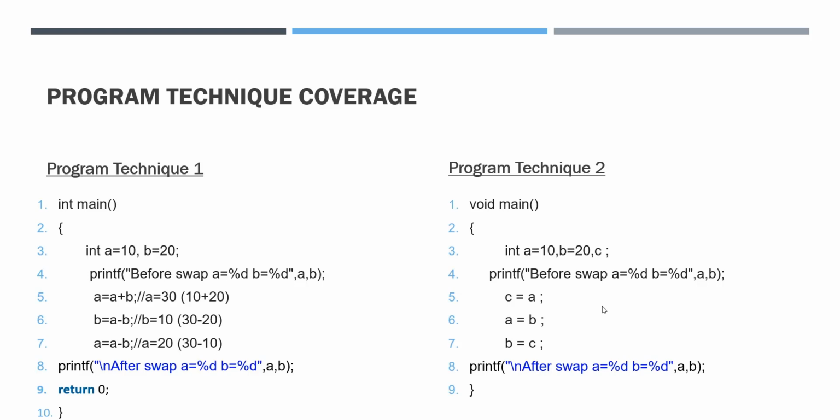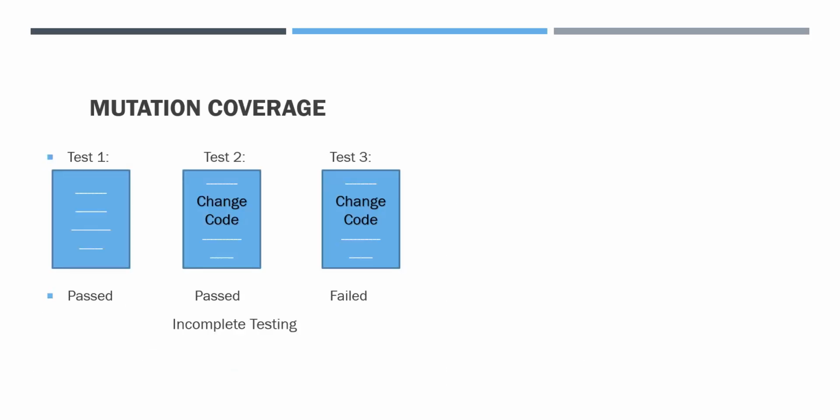Another is control structure coverage. Control structure coverage is nothing but running the program to check the correctness of the program output. We'll run a program again and again, checking the correctness of the output. Okay. Then mutation coverage. This is the last one.